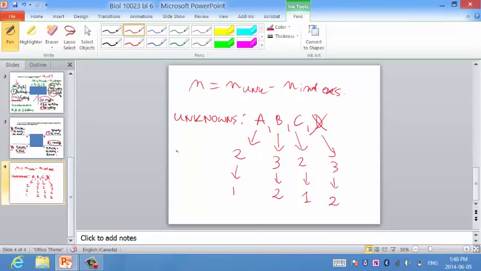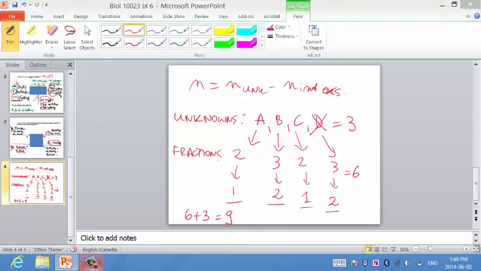So here we have fractions or compositions. We have three unknown masses, and we have 1, 2, 3, 4, 5, 6 fractions. Therefore 6 plus 3 is equal to 9.